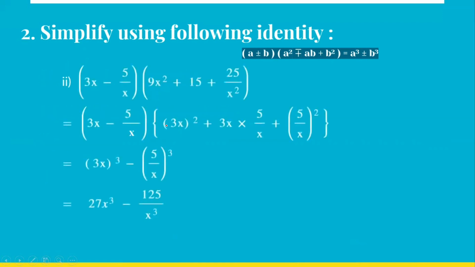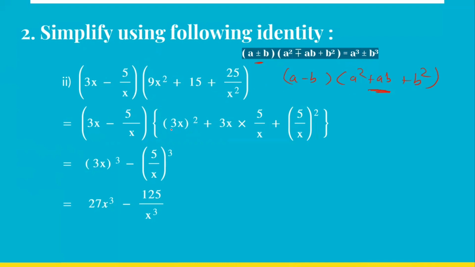The question is 3x minus 5 upon x multiplied by 9x square plus 15 plus 25 upon x square. Okay, children, your a is 3x and your b is 5 upon x. So a minus b. Look at this, a minus b. So this is nothing but a minus b into a square plus ab plus b square. Is this in this form? That is what we are going to check. Is this the expansion we get when we write it this way? That is what we are going to check.